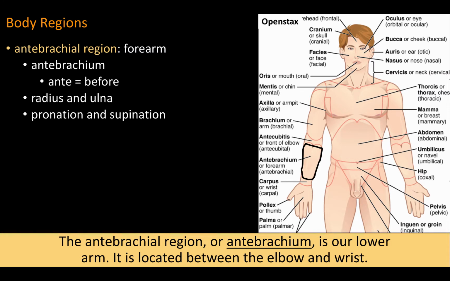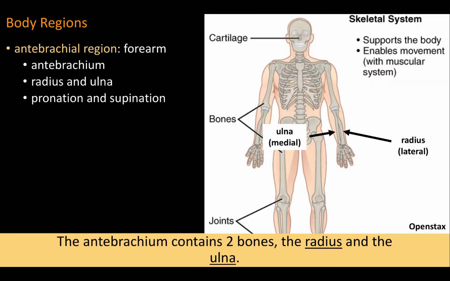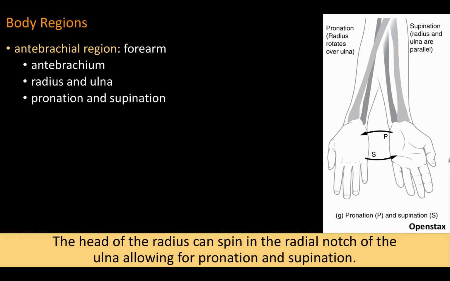The antebrachial region, or antebrachium, is our lower arm. It is located between the elbow and wrist. The antebrachium contains two bones, the radius and the ulna. The head of the radius can spin in the radial notch of the ulna, allowing for pronation and supination.